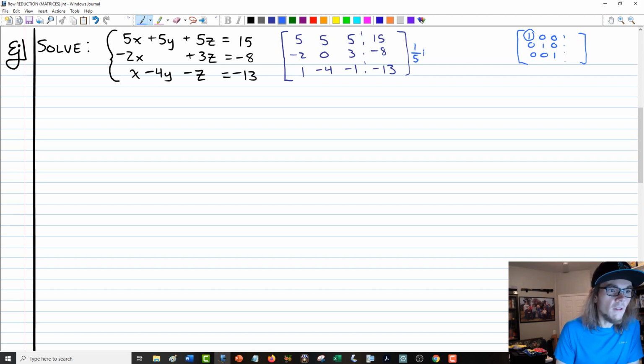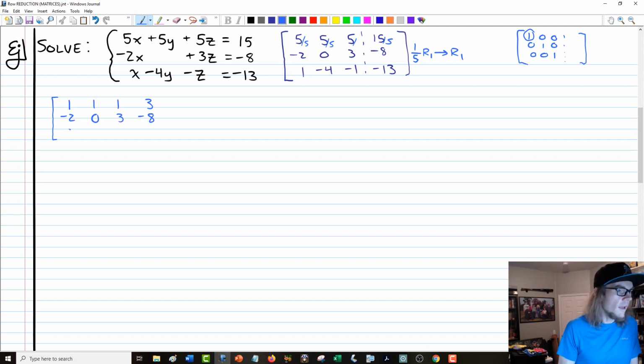I'm going to do 1/5 of R1, and then replace the old version of R1 with this new R1. So when I do that, I'll pull it down here for a second. Since we're dividing everything by 5, that's going to give me the first row 1, 1, 1, 3. Then I'll have -2, 0, 3, and -8. And then 1, -4, -1, and -13. So there is our new augmented matrix. Nothing's changed except we got that first row a little bit cleaner.